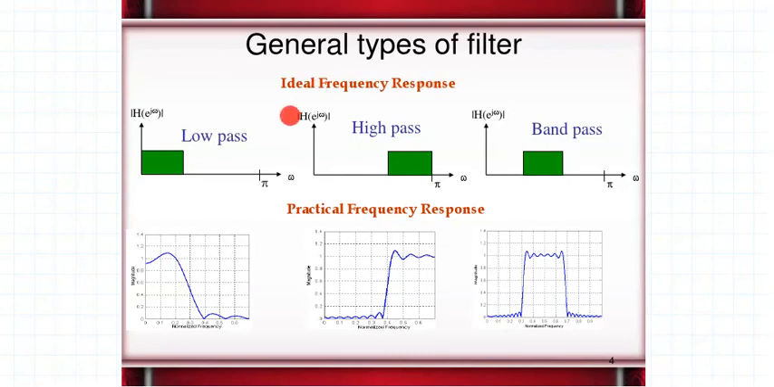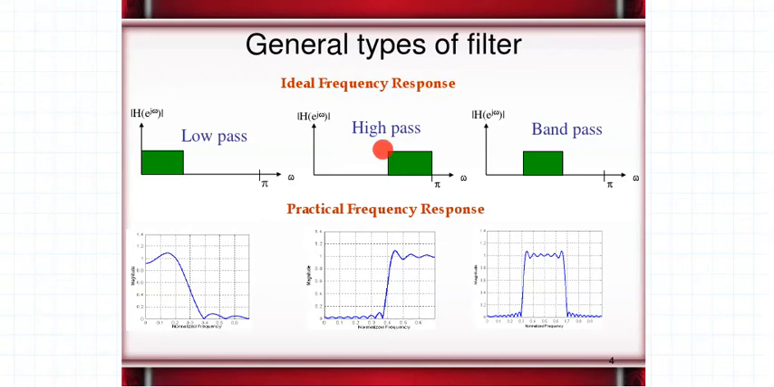Why do we call it ideal? We call it ideal because we have a smooth pass band and a sharp cutoff at the stop band edge. In all three cases you can see a very smooth pass band and a very sharp cutoff, and that's why we say it is an ideal frequency response.